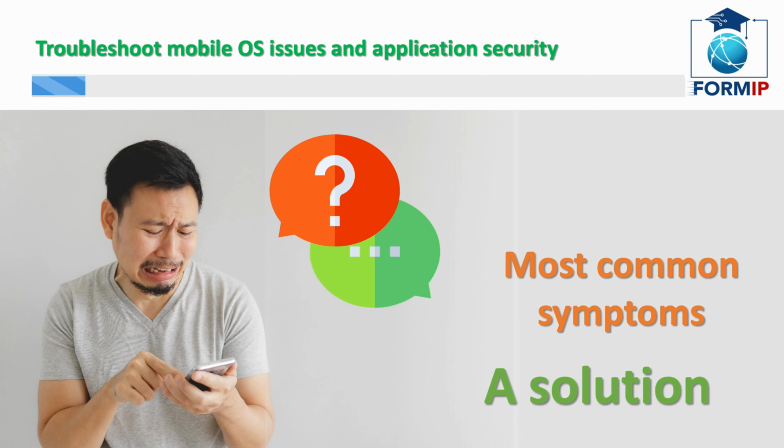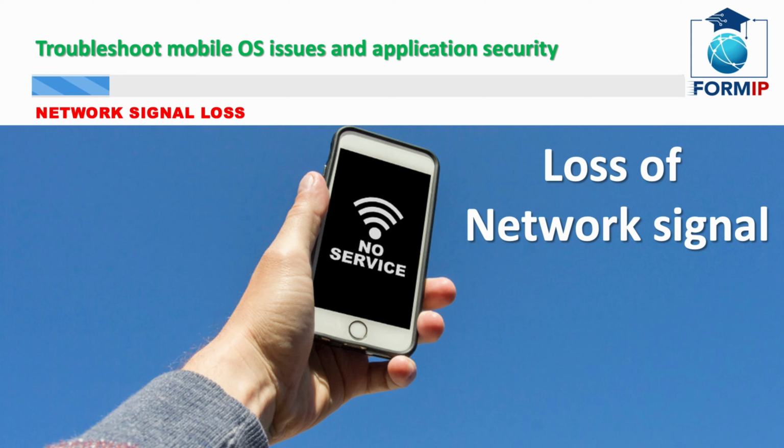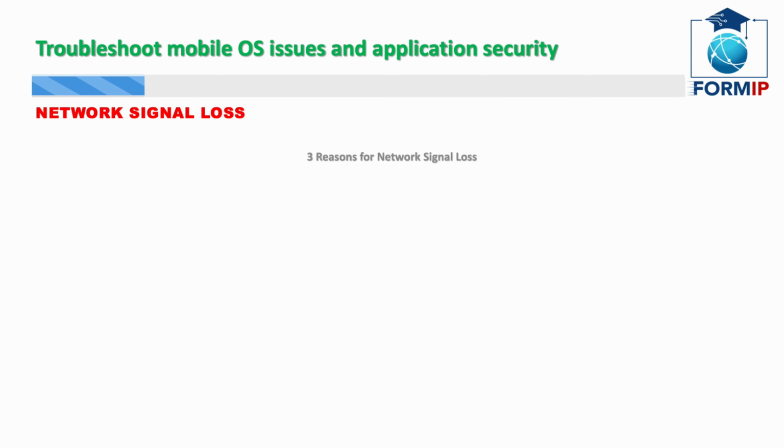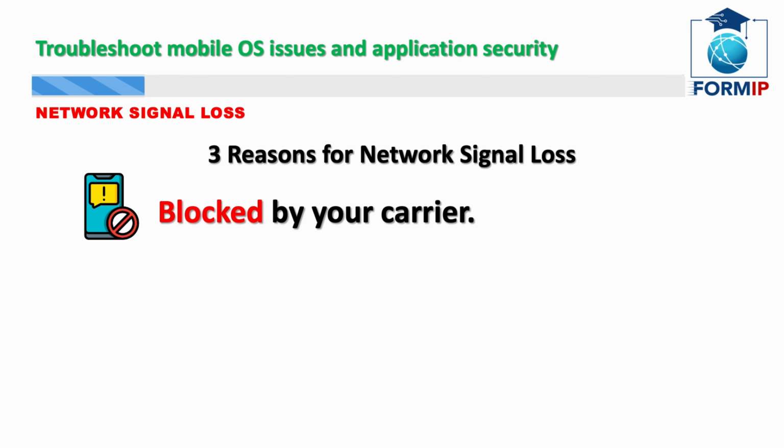Network signal loss. We start with the loss or weakening of your network signal. This causes difficulties in making or receiving calls. This phenomenon occurs mainly for three reasons. The first is that your mobile device may be blocked by your carrier. That is to say, your SIM card or even your smartphone can be registered on the blacklist of operators.